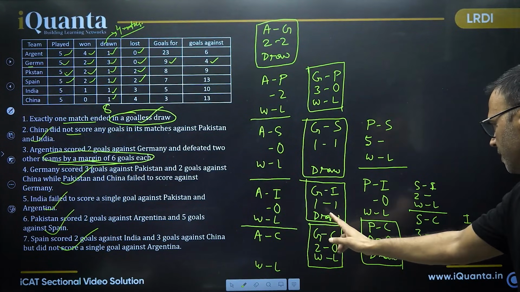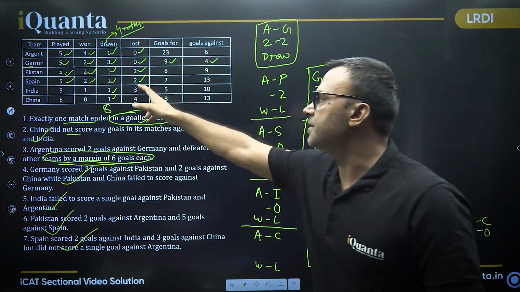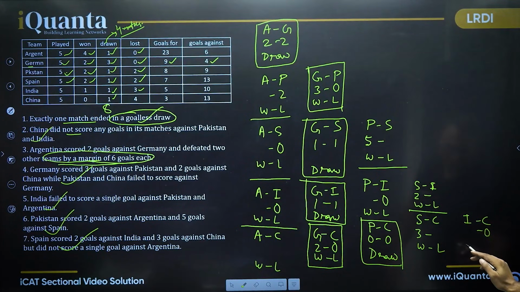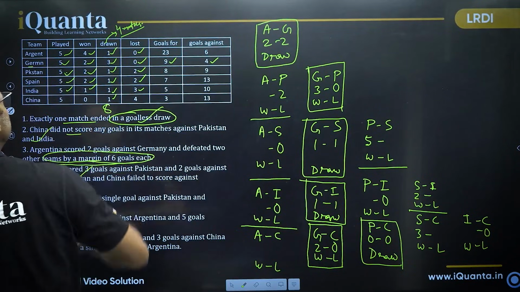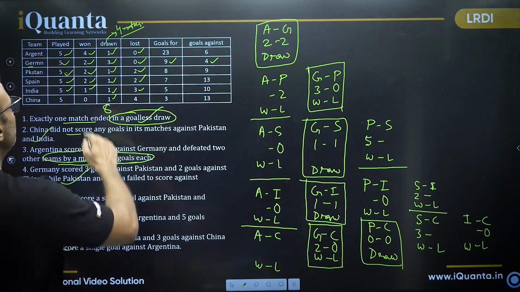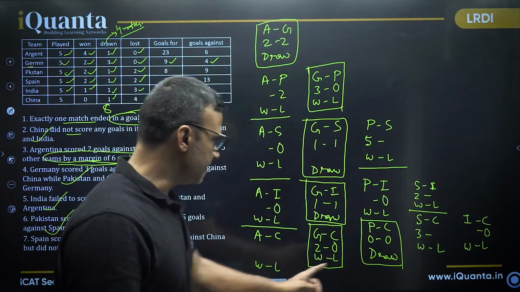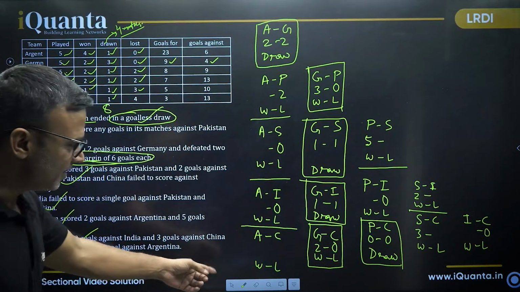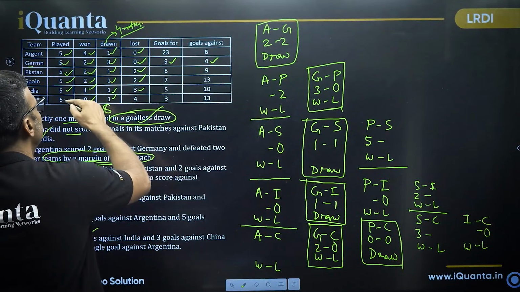India, we have 1 loss, 1 draw, 1 loss. So 1, 2, 3 losses are already done. 1 draw is already done. So this match, India must have won, and China must have lost. And finally, China, 1 draw, 0 wins, and 4 losses. This is the draw. So all the other matches, oh, that's already done. You see? That's automatic. If you follow the process correctly, it will validate itself a lot of times.